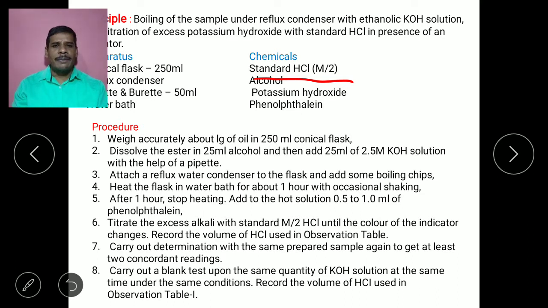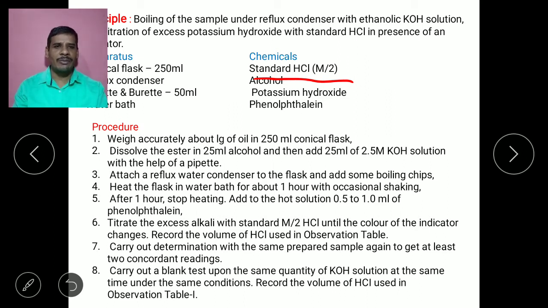After this reaction we add 0.5 to 1 ml of phenolphthalein indicator, and titrate this solution against 0.5 molar HCl solution, till the color of the indicator changes. We know that in a basic medium the color of phenolphthalein is pink, and in an acidic medium the color is colorless.